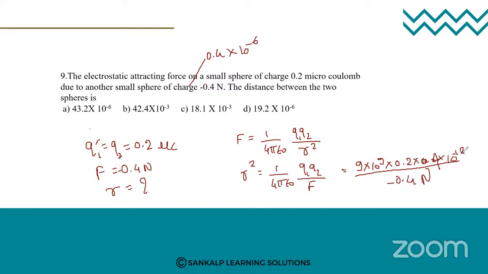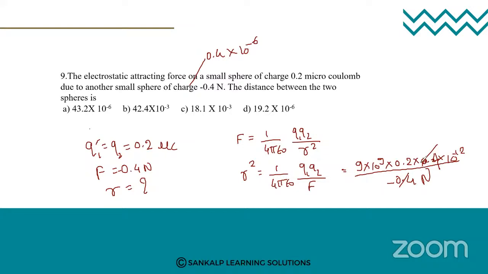Yes. Now you can see, here 0.4 will get cancelled. You just need to multiply 0.2 into 9. And the power minus 12 plus 9 is minus 3. So option B comes, see. Did everyone get option B as the answer?